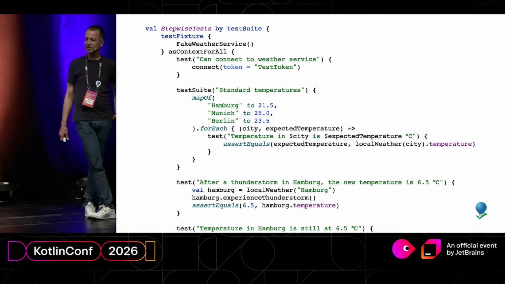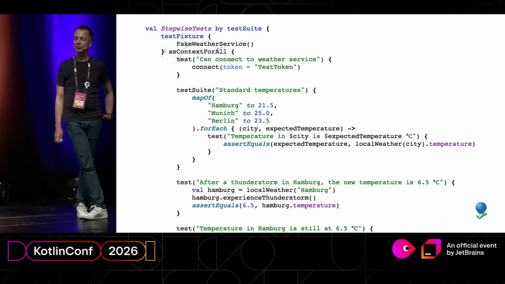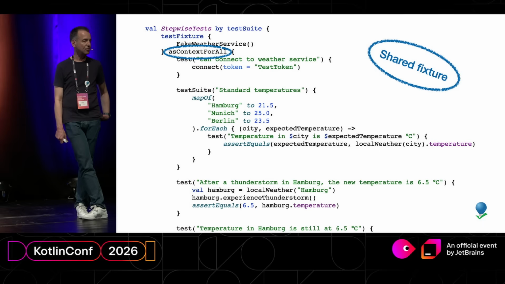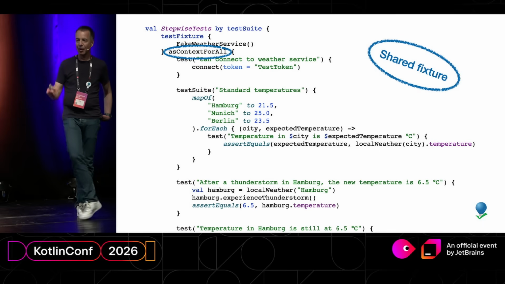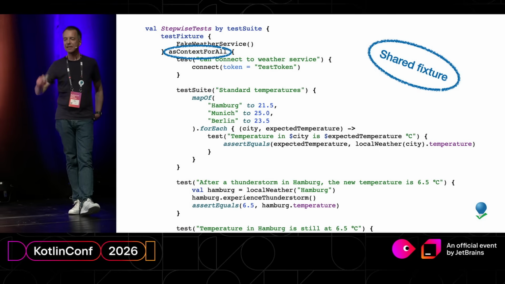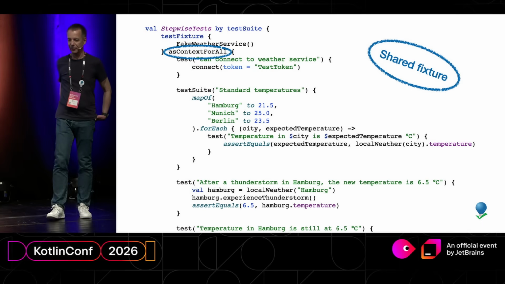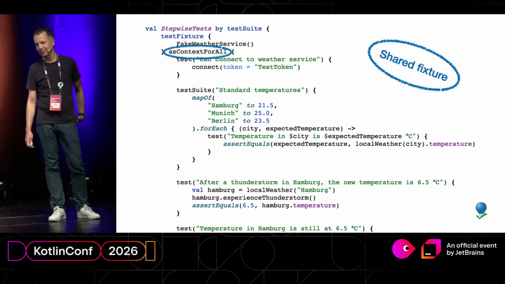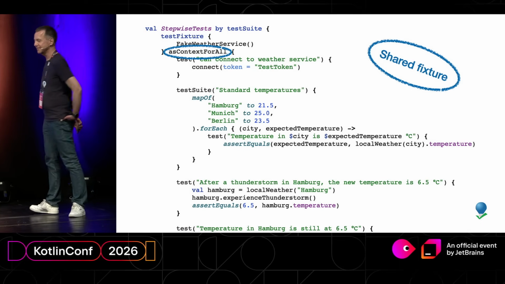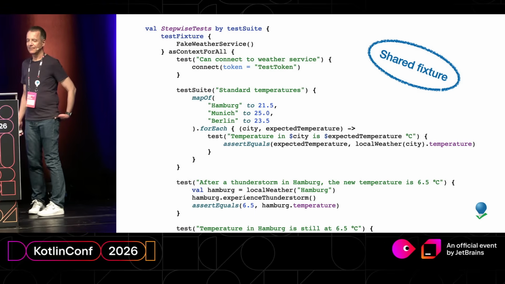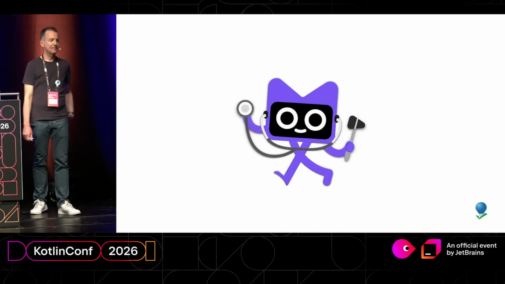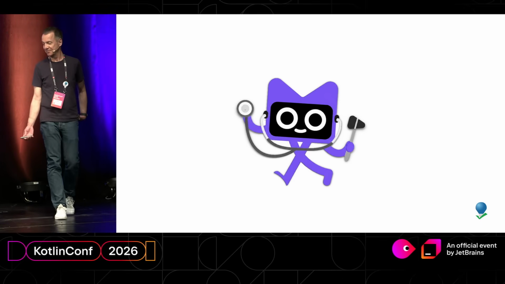In TestBalloon, it's just like this. We change a single thing. We change as context for each into as context for all. And now we have shared state for all the tests that are in the scope of that. So that's way easier.